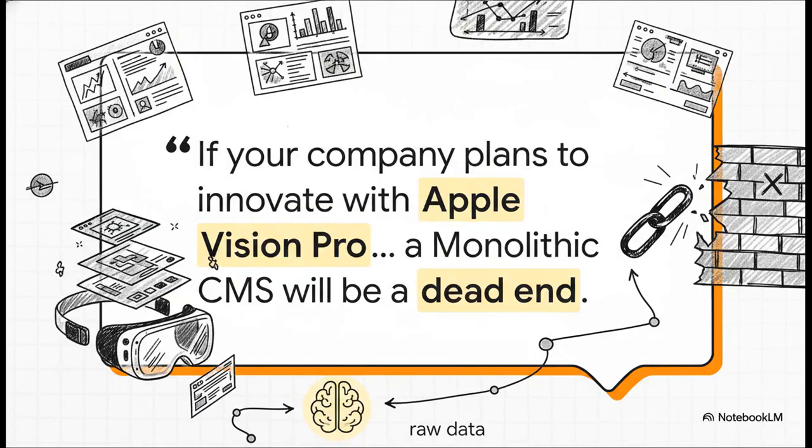And this quote just hits the nail on the head. If your company has any plans to innovate with next-generation tech like the Apple Vision Pro, a traditional page-based system isn't just a bad fit, it's a complete dead end. It just won't work. You need a system that can serve raw data, not just build websites.